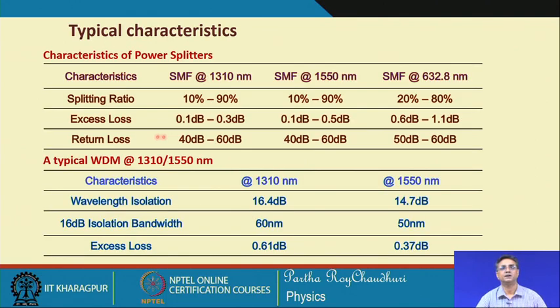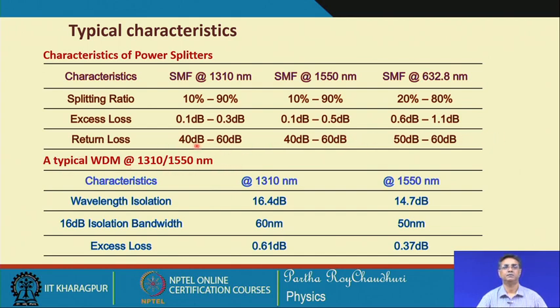Then the typical characteristics of optical fiber couplers, these are the real numbers. Splitting ratio can be between 10 to 90% for single mode fiber at 1310, at 1550, and also at helium neon laser wavelength 20 to 80%. Excess loss could be somewhere between 0.8 to 0.3, this is 0.1 to 0.5 and so on. Return loss is minus 40 to 60 dB, and it is almost the same for all cases.